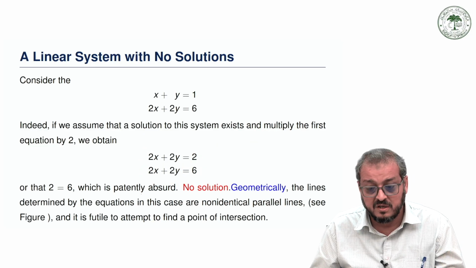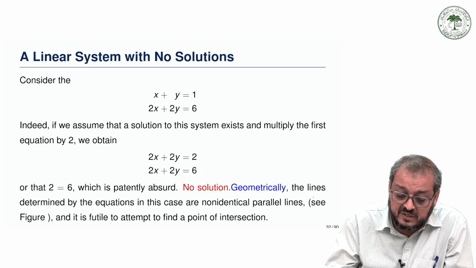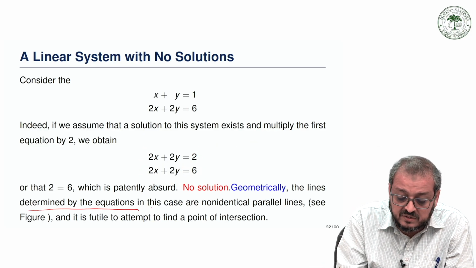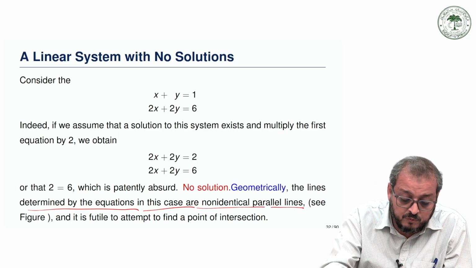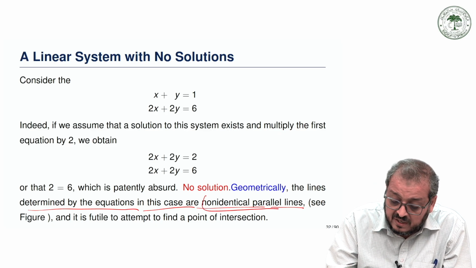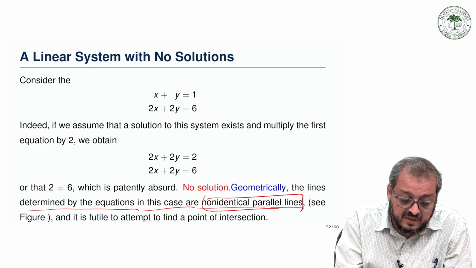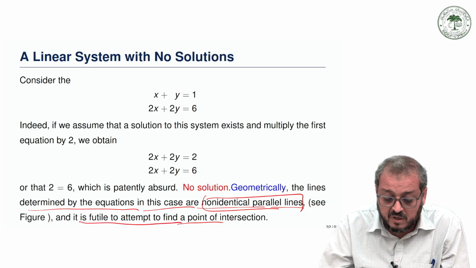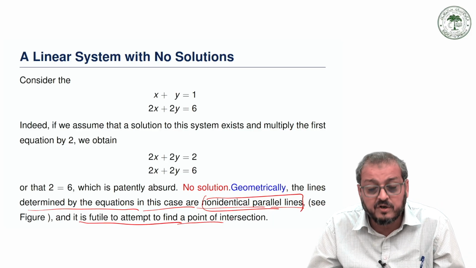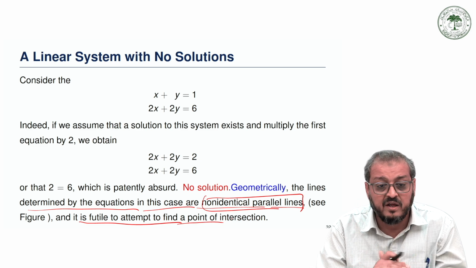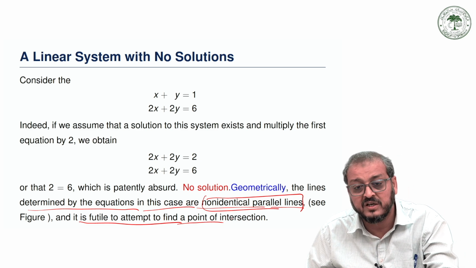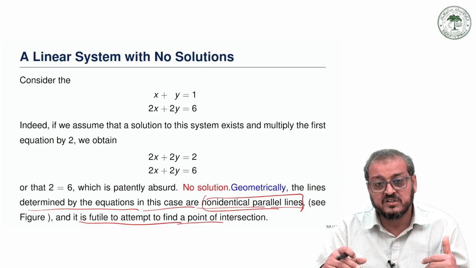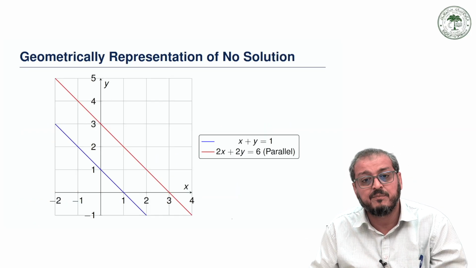So this means geometrically we can say that the lines determined by the equations in this case are non-identical parallel lines. Both are non-identical parallel lines, and so the attempt to find a point of intersection fails. That means we cannot find a point of intersection in this question. So whenever a system of equations has no solution, all these lines are parallel.